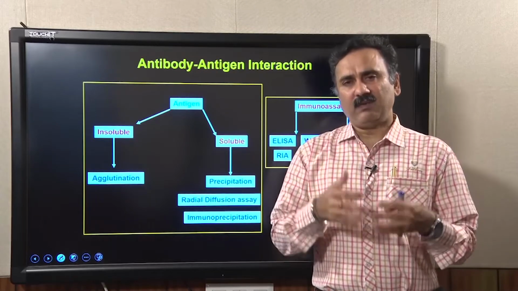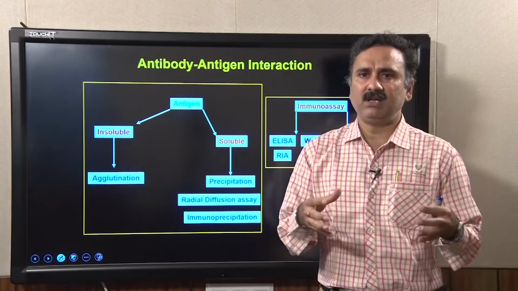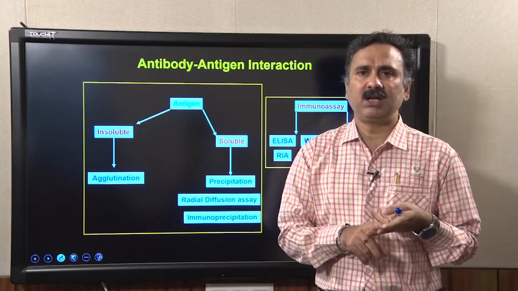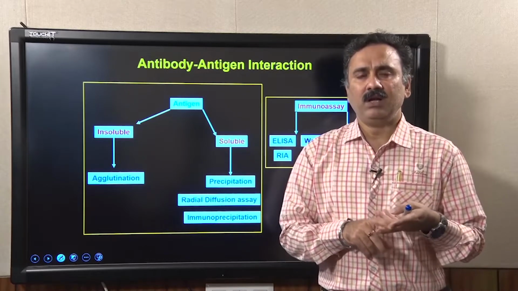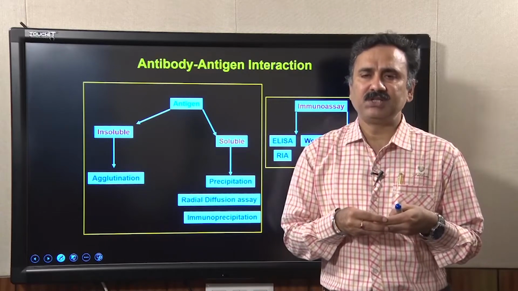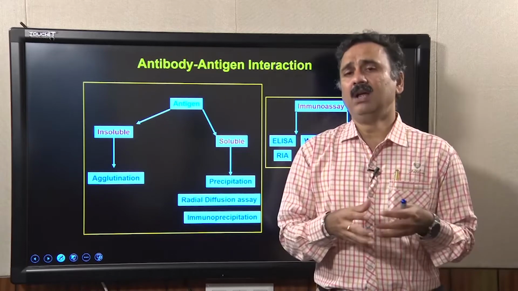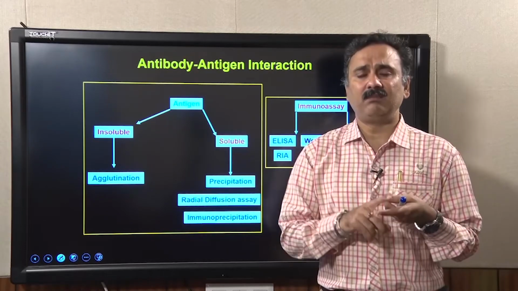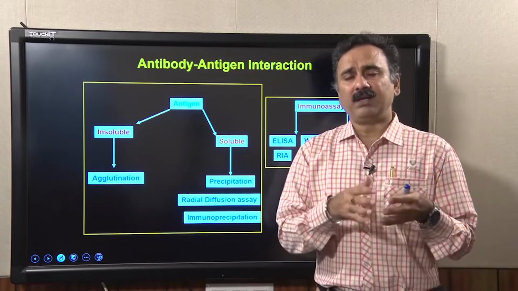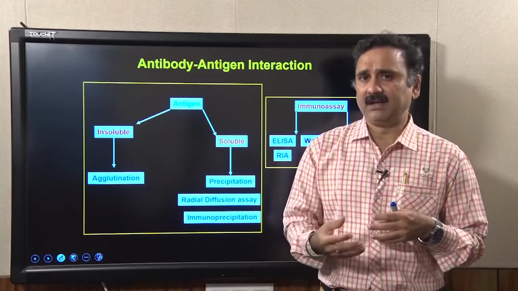So far we have discussed different types of antigen-antibody interactions, including the agglutination reactions, the radial immunoassays, and the precipitation reactions. In the previous lecture we also discussed immunoassays, including the direct ELISA as well as the indirect ELISA. Subsequent to that, we are now going to discuss the sandwich ELISA.